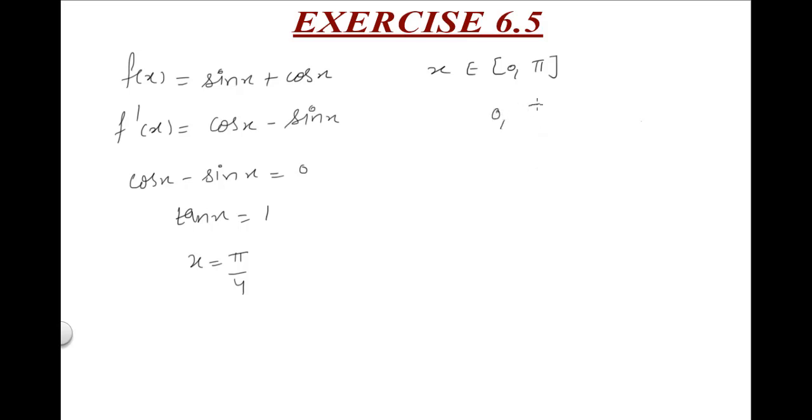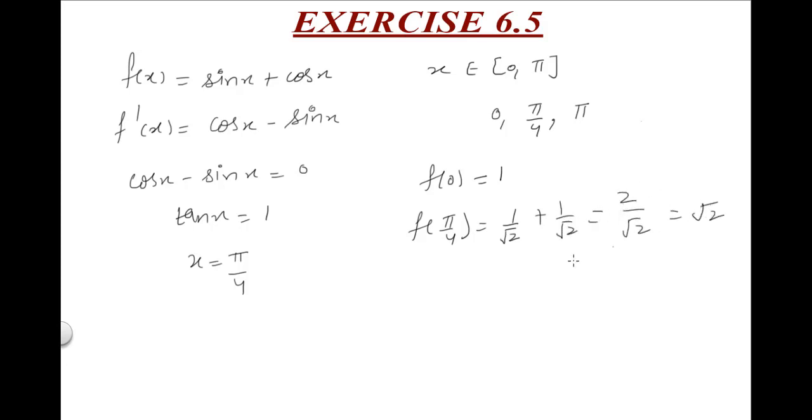Now we have three values. One is 0, one is pi by 4, another is pi. We have these three values. We will calculate f of 0. So putting x equal to 0, sin 0 is 0, cos 0 is 1. Then f of pi by 4 we will calculate. So it will be 1 by root 2 plus 1 by root 2, which is 2 by root 2, and actually it is under root of 2.